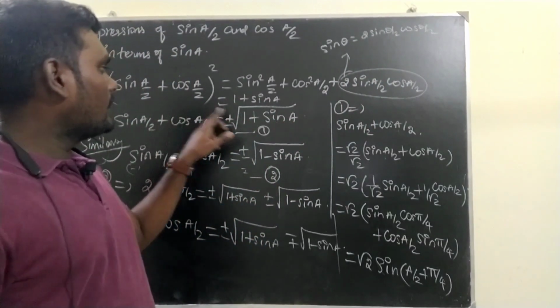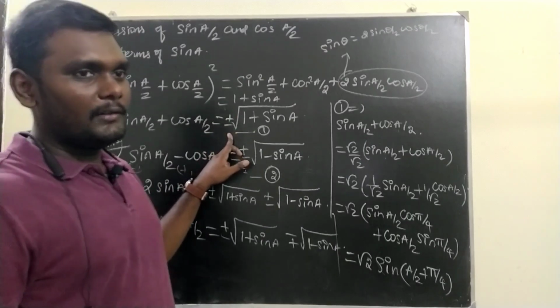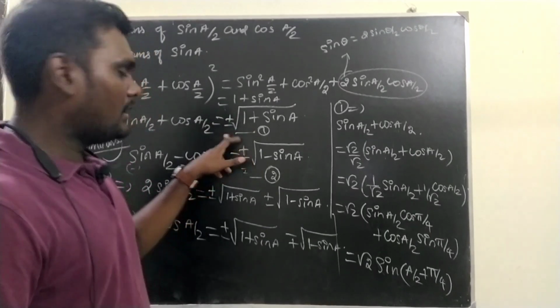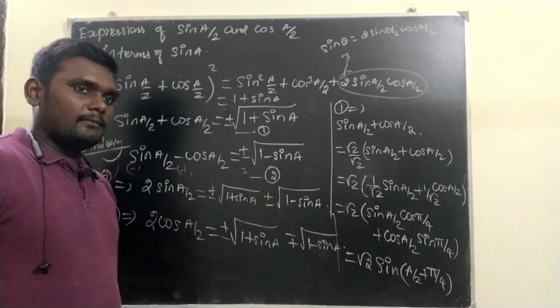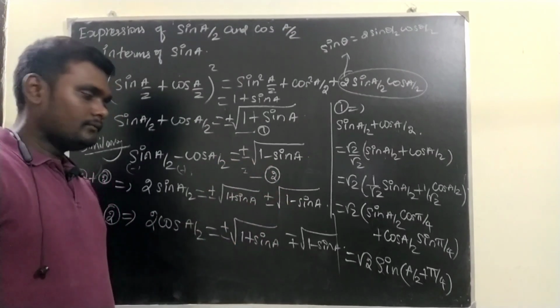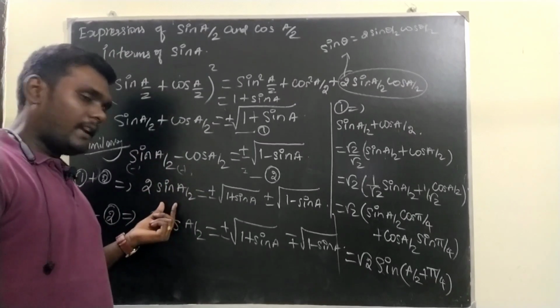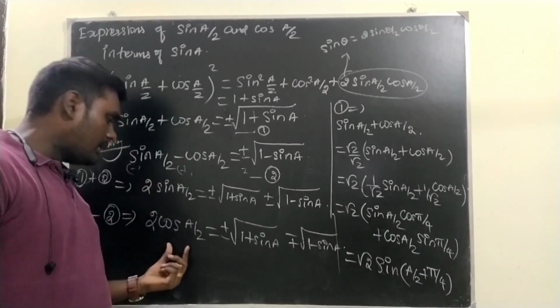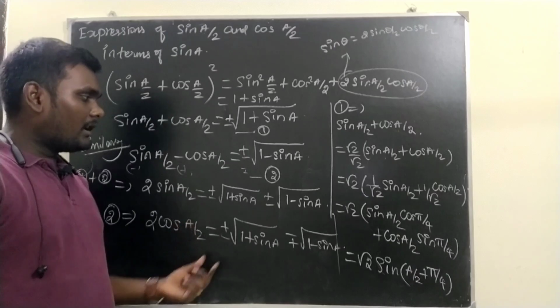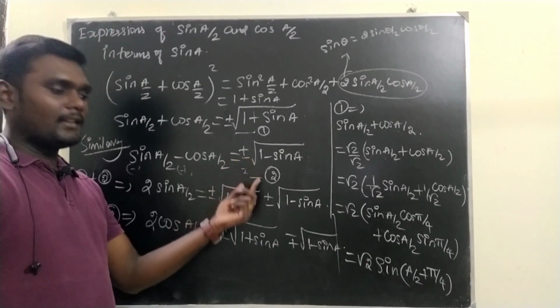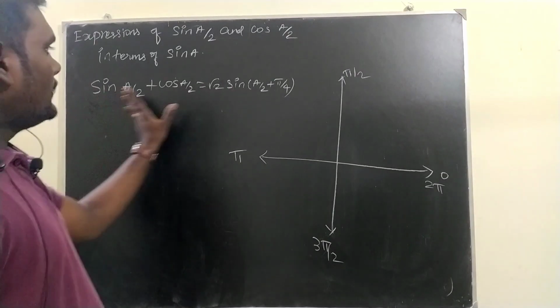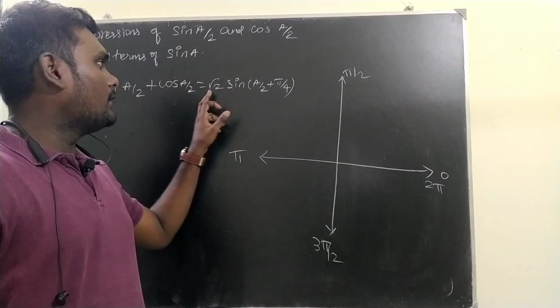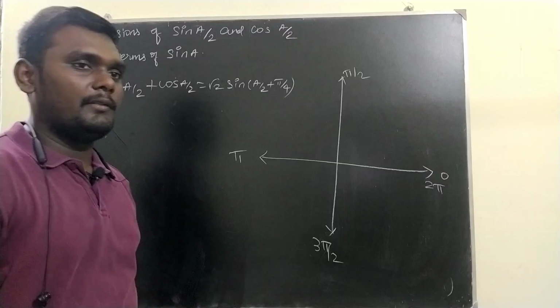This square goes to the other side, so we'll get plus or minus root of 1 plus sin A. In a similar manner, if you take the negative, it is plus or minus square root of 1 minus sin A. When we add these two, we'll get the sin A by 2 value. When we subtract these two, we'll get the cos A by 2 value. While subtracting, the change of sign means here minus or plus it will change. The sin A by 2 plus cos A by 2 is expressed as root 2 sin of A by 2 plus pi by 4.